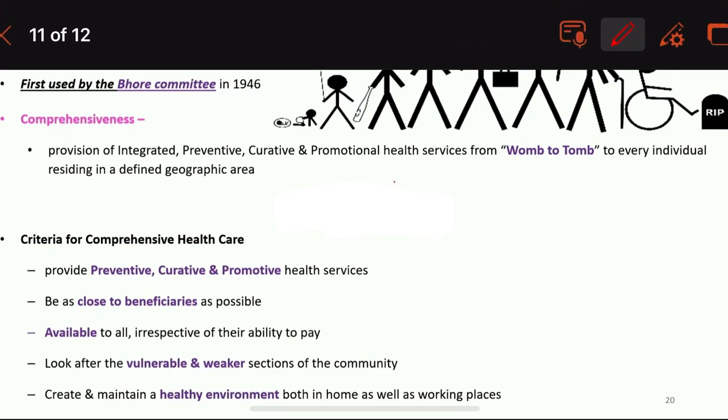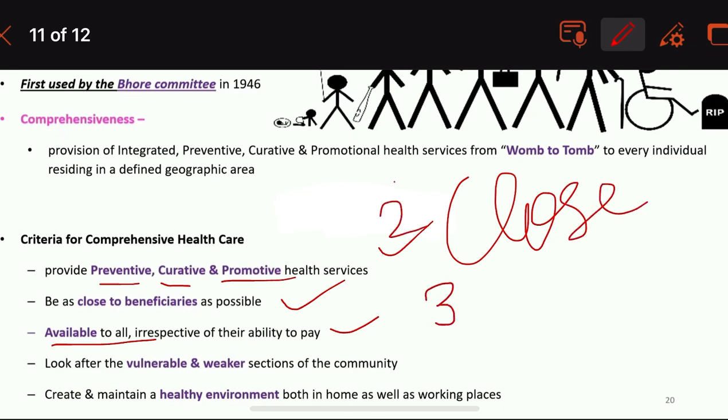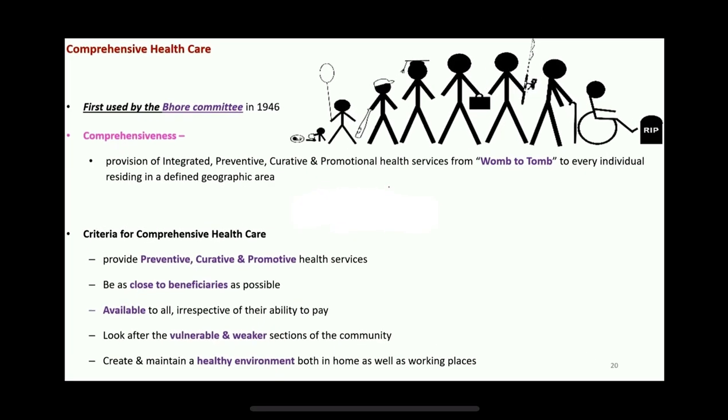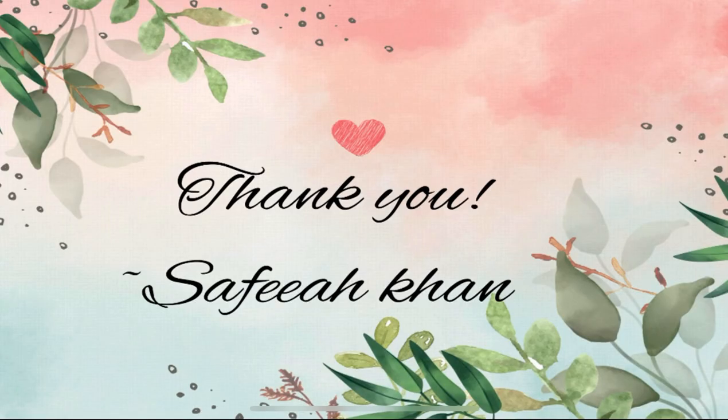Let us summarize. We have to provide preventive, curative, and promotive health services. The services should be close to the beneficiaries. It should be available to all irrespective of their ability to pay. It should look after the vulnerable and weaker sections of the community, also focusing on the weaker sections, and maintain a healthy environment in the workplace as well as at home. So, with this, we come to an end of the second part of the healthcare of the community, where we discussed the principles, elements, and lastly, comprehensive healthcare.